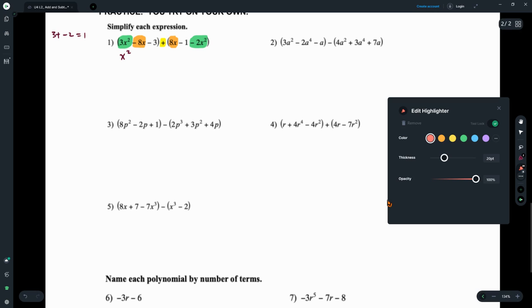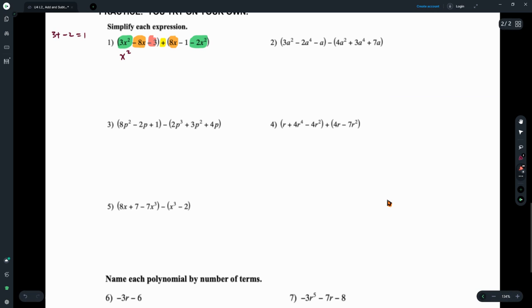And then the last one would be just the number. This term here is negative 3, and this is negative 1. Negative 3 plus negative 1 gives you negative 4. And that's it.